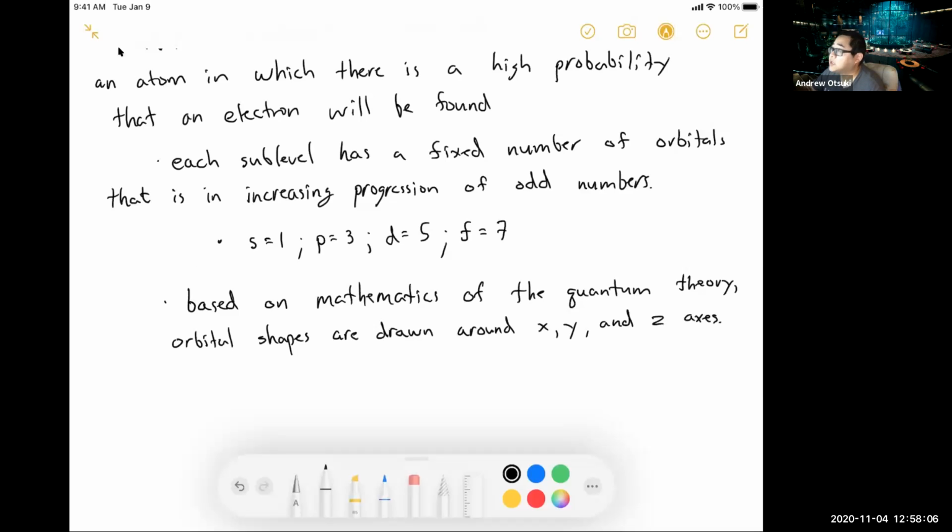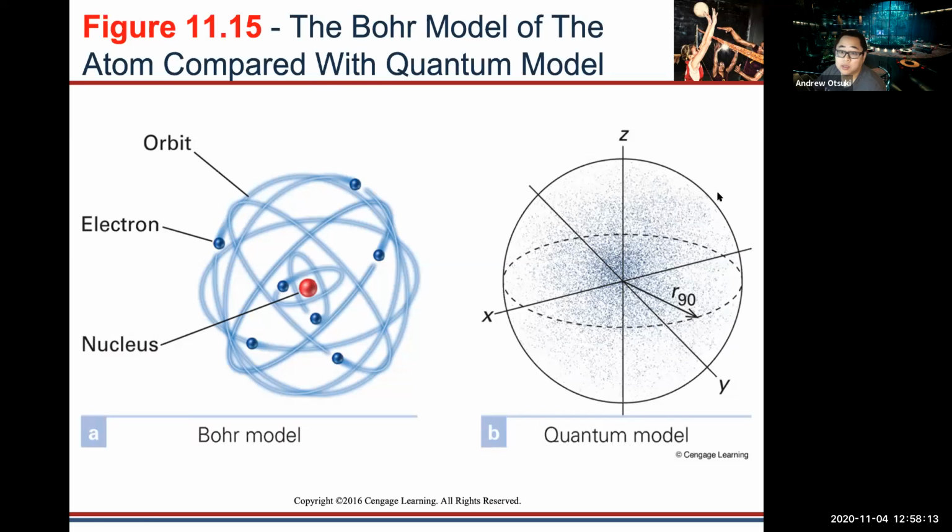Now let's go back to the slide so you can get a better picture of what I'm talking about. See this picture here? This is the Bohr model compared to the quantum model. In the Bohr model, we assume that the electrons are traveling on fixed orbits around the nucleus, circular or elliptical, like the planets around a star. But in the quantum model, the electrons can be anywhere in that empty space, and we cannot know exactly where the electron is and its trajectory.